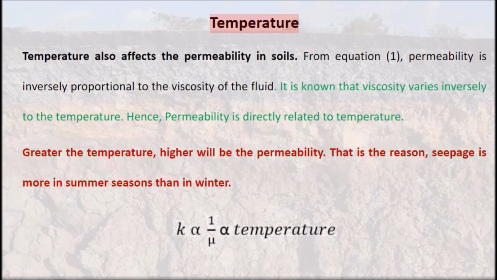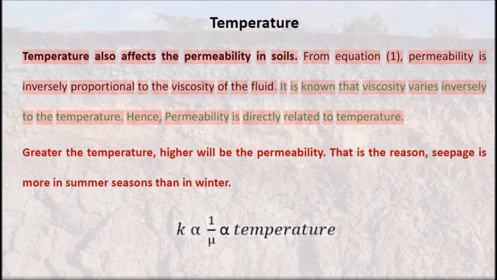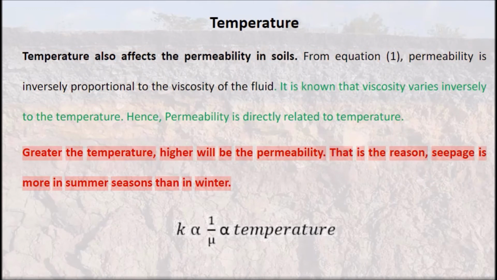Temperature. Temperature also affects the permeability in soils. From equation 1, permeability is inversely proportional to the viscosity of the fluid. It is known that viscosity varies inversely with the temperature. Hence, permeability is directly related to temperature. The greater the temperature, the higher the permeability. That is the reason seepage is more in summer seasons than in winter.